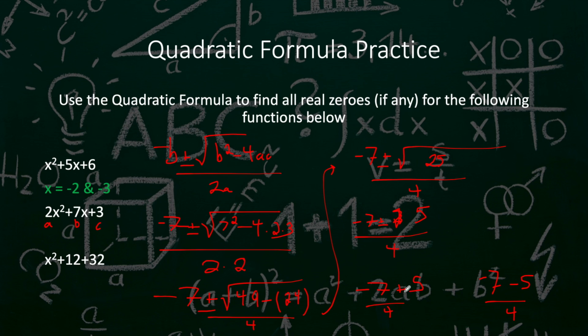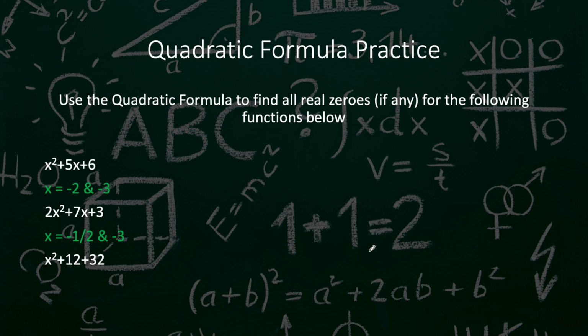-7 plus 5 is -2. That's -2 over 4, which is equal to -1/2 as one of our zeros. -7 minus 5 is -12 over 4, which leaves us with -3 as another one of our zeros. So -1/2 and -3 are our two zeros. Checking our answer, we got that right as well.